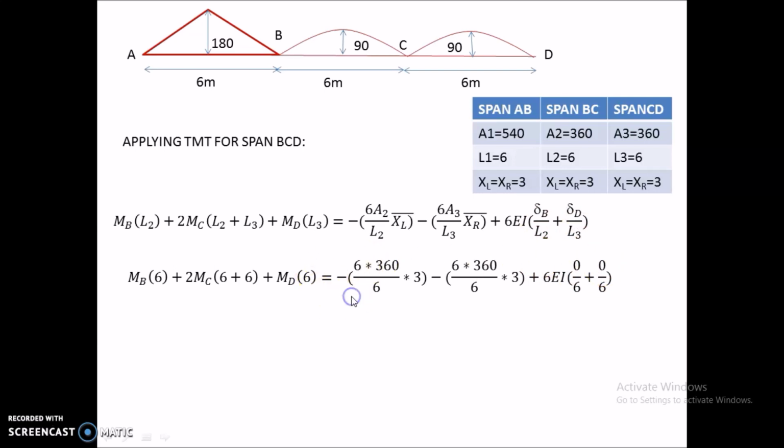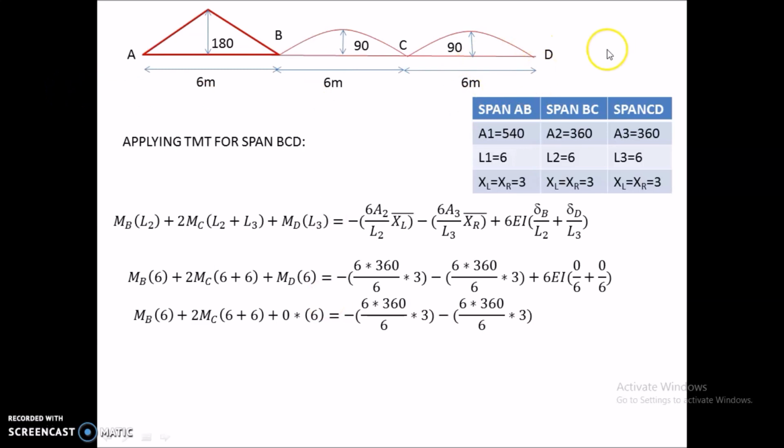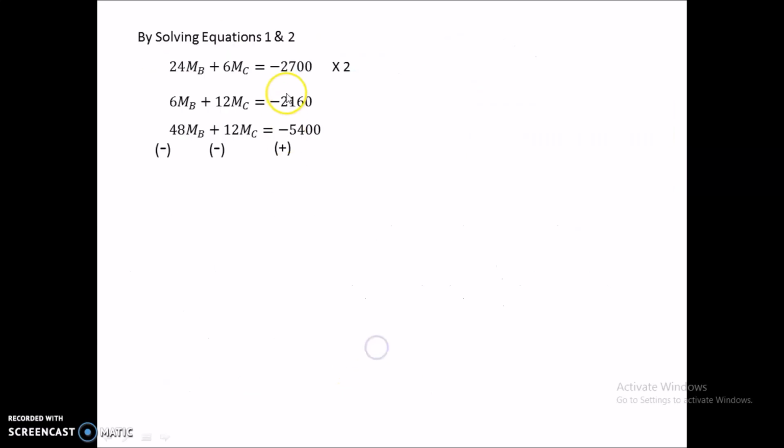So by calculating this, here MD is also 0. MA and MD are 0, already we know that. So by solving this, we will get another equation, 6 MB plus 12 MC is equal to minus 2160. Mark it as 2. Now by solving the equations 1 and 2, 24 MB plus 6 MC is equal to minus 2700, and 6 MB plus 12 MC is equal to minus 2160.